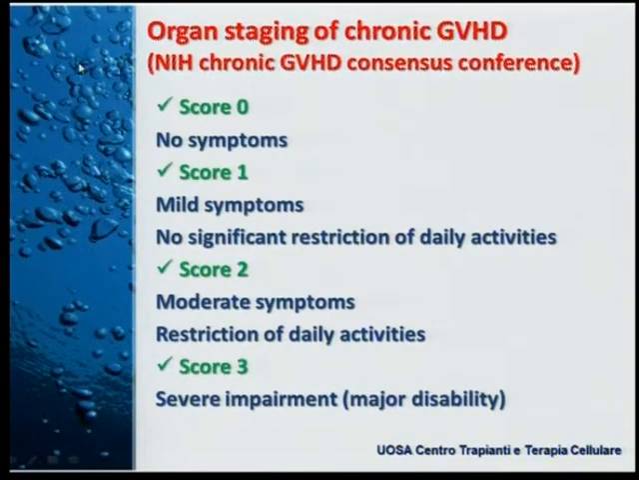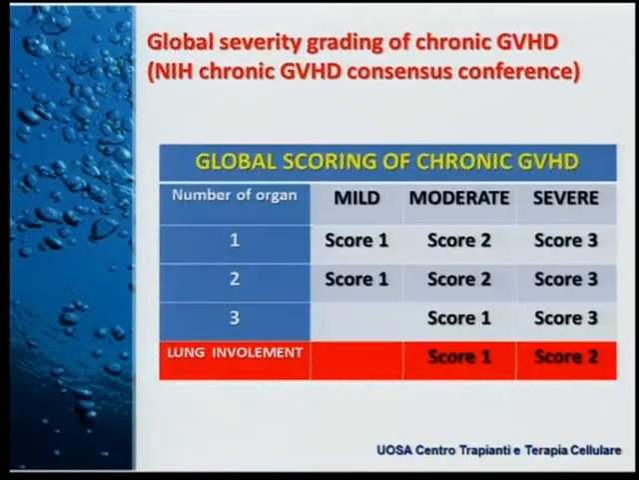More recently, the NIH Chronic GVHD Consensus Conference proposed a new classification. In this classification, each organ is scored from 0 to 3: 0, no symptoms; mild symptoms; moderate symptoms; severe impairment. And this is combined with the number of organs involved. This produces 3 categories: mild, moderate, and severe. As you can see, the lung involvement is specific.